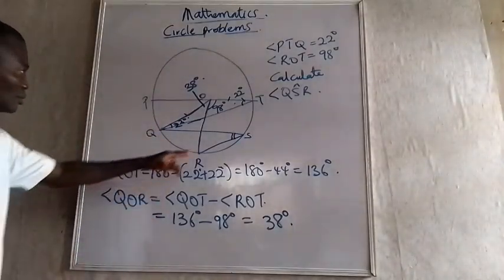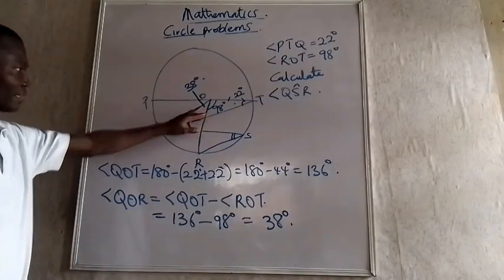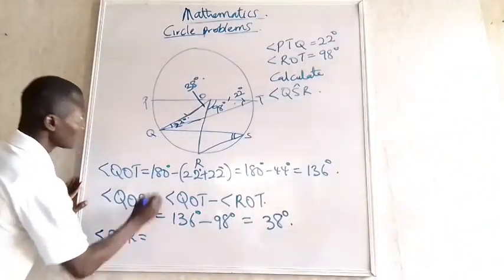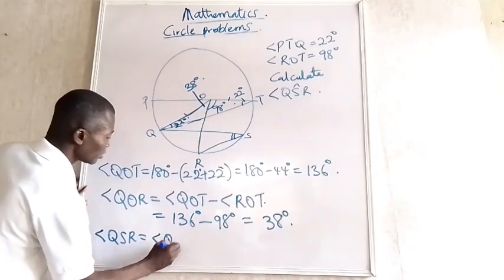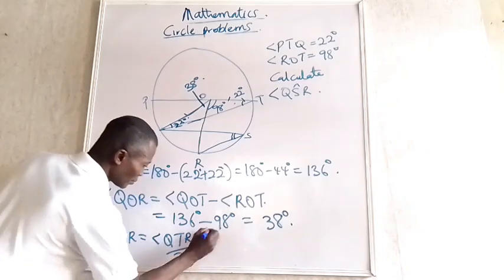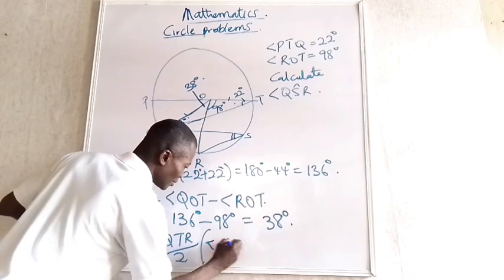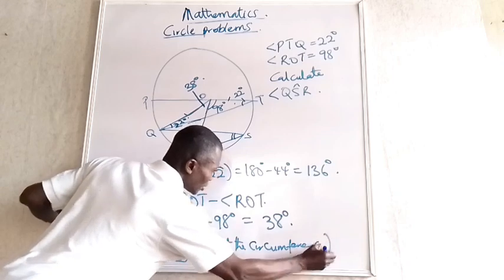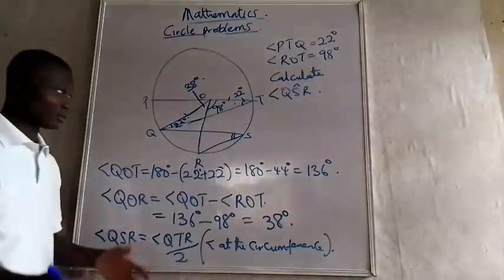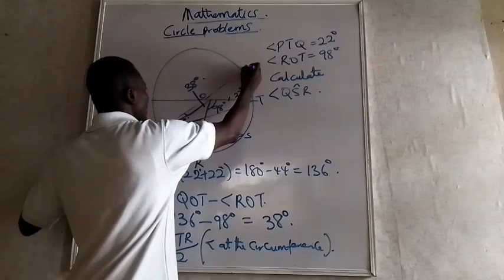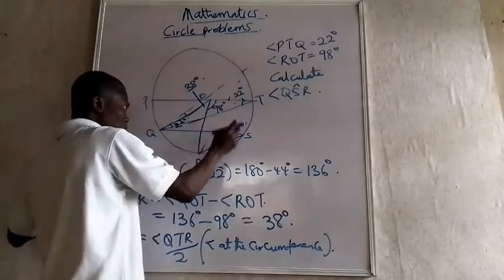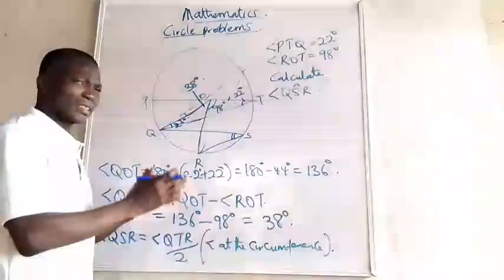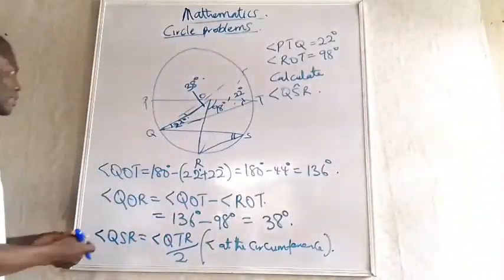And from here, look at this. This is angle at the circumference. This is angle at the center. Angle QSR is equal to angle QOR over 2. Angle at the circumference. So just the ability to identify the angle. Assuming you can't identify it fast, you can do something like this. Draw another one here. And from there, you can see that this one and this one will be equal because they are in the same segments. So you can do it. Just make sure you practice enough and you'll be getting it just like this.